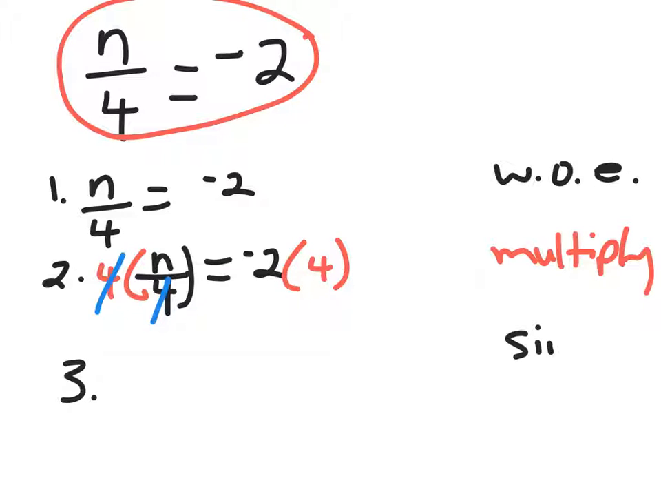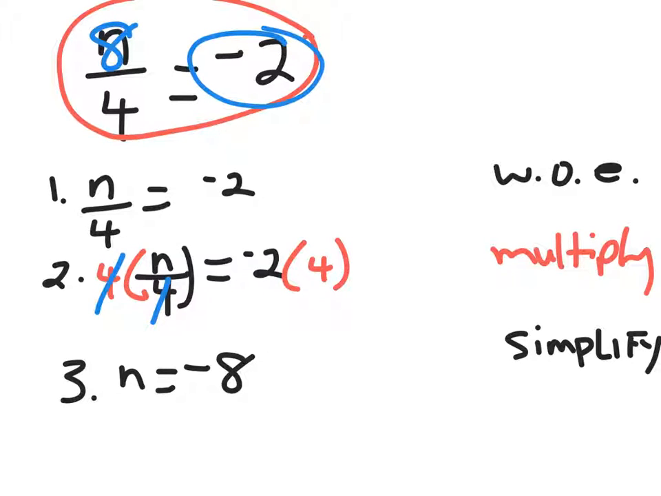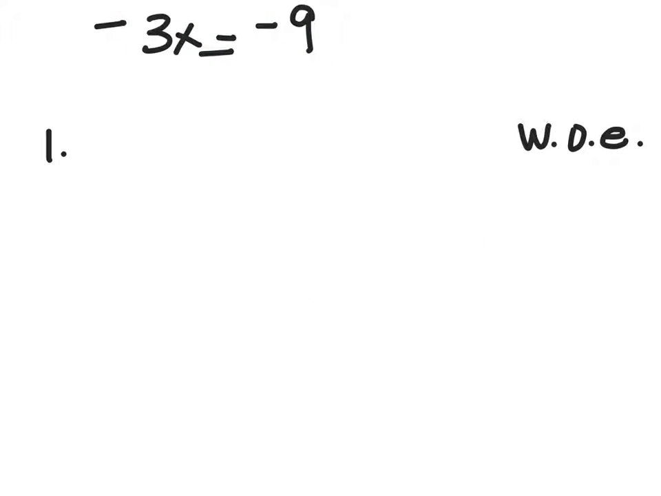Now we need to simplify, and we have n equals negative 8. You can plug that back in up there, and you can see, just eyeballing it, that in fact the answer will work out to be negative 2. So we have another equation.